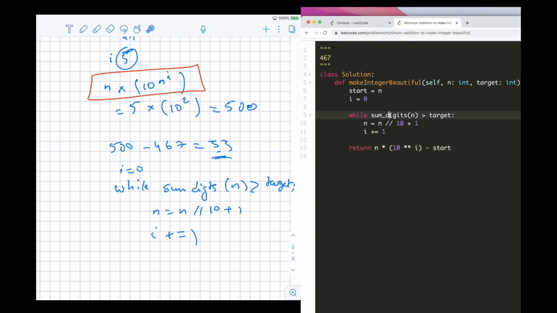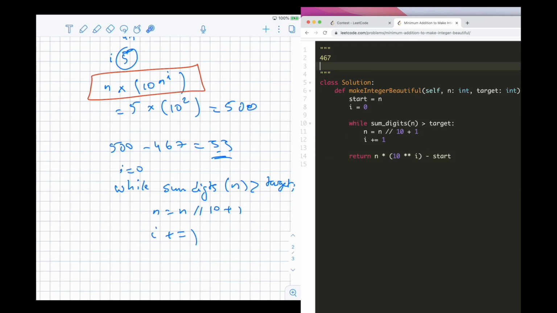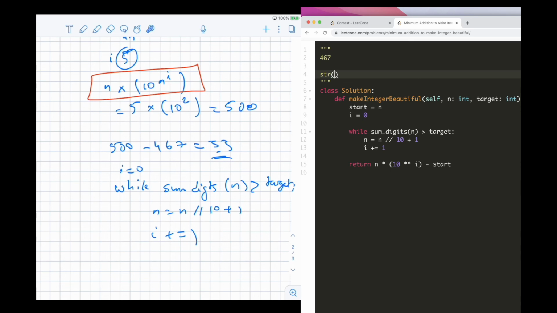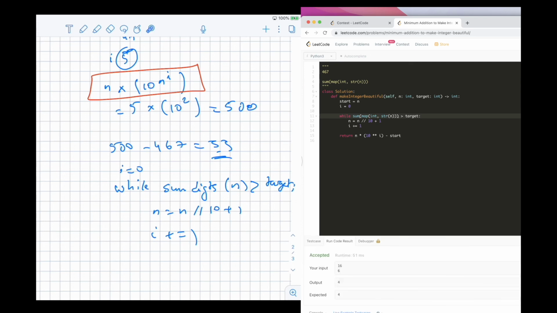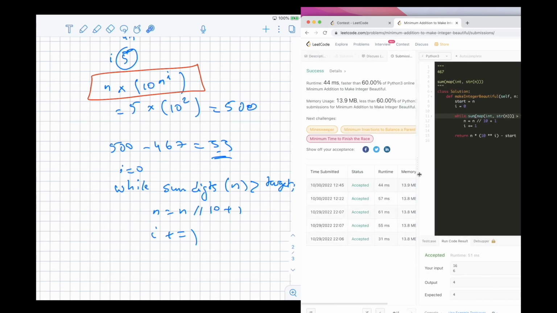And now the sum of the digits, well, how do we do that? That's just converting the number to a string, mapping it to an int, so we get each individual digit as a number, and then we take the sum of that, right? So that's pretty much what we need here. Okay. And let's run this. Submit. And that passes test cases.